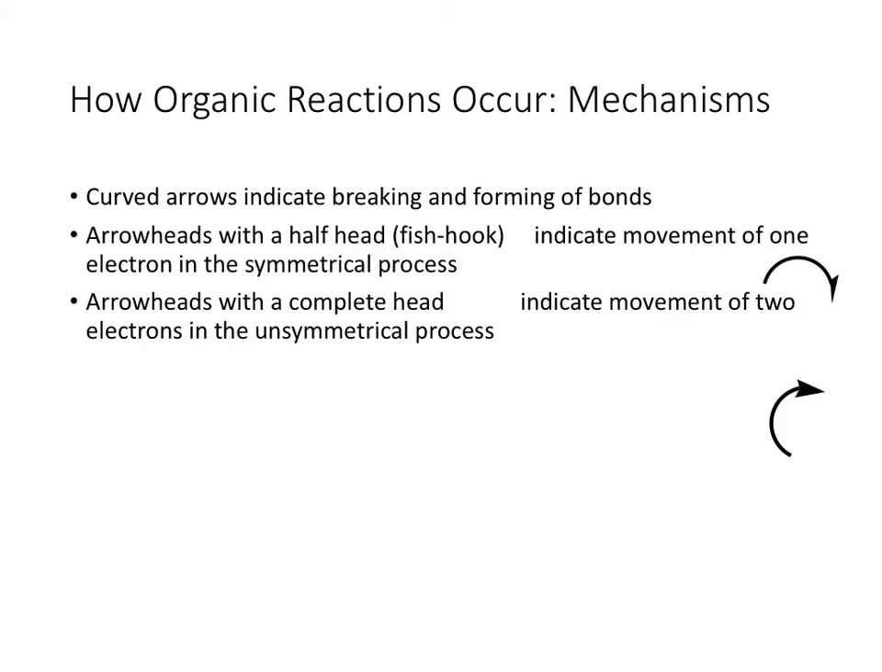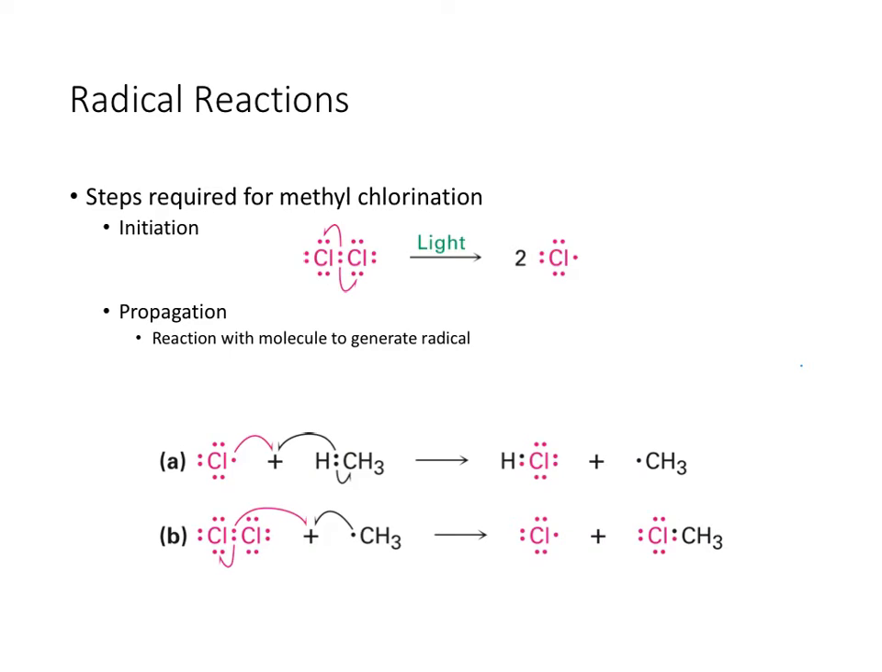Now, if you were paying attention, you may have noticed that I used two different types of arrows on the last slide. So the arrow with a fishhook appearance, like this, indicates the movement of one electron in the symmetrical process. However, if you have this type of arrow with a normal arrowhead, that indicates the movement of two electrons.